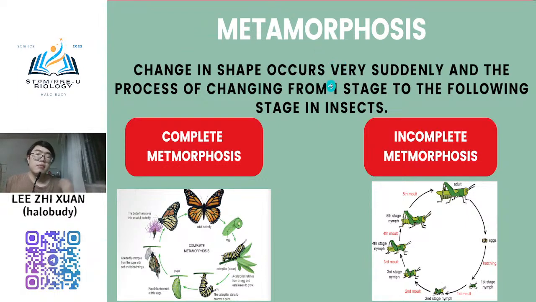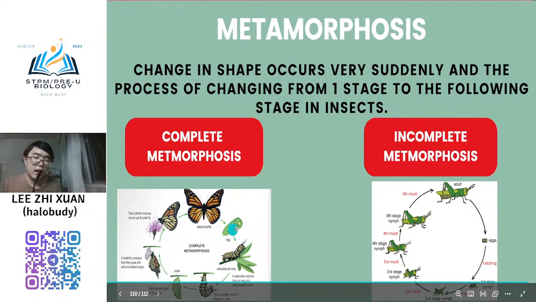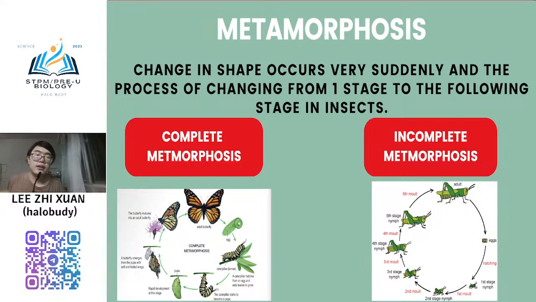Meaning that from the gamete stage, they go to the young stage, and after that they will become adult. The different stages have different structures and different shapes. The shape is totally changed. So this is what we call metamorphosis. There are two types of metamorphosis: complete or incomplete.